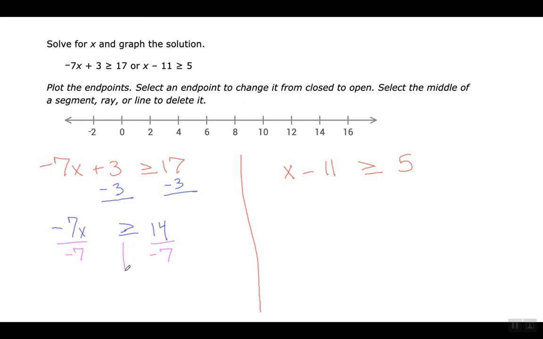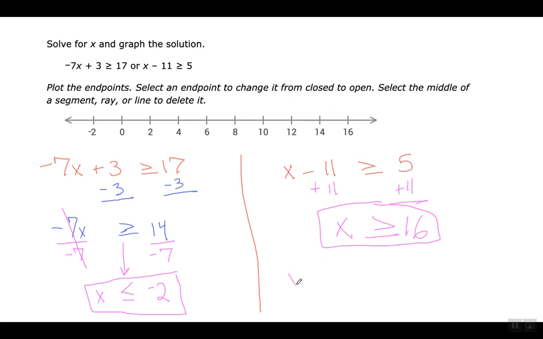Alright, whenever you have inequalities, if you multiply or divide both sides by a negative number, the sign changes directions. Alright, like that. Okay, now here the negative 7 divided by negative 7 cancels out. And over here 14 divided by negative 7 is negative 2. On this side, just add 11 to both sides. And you're going to get x is greater than or equal to 16.